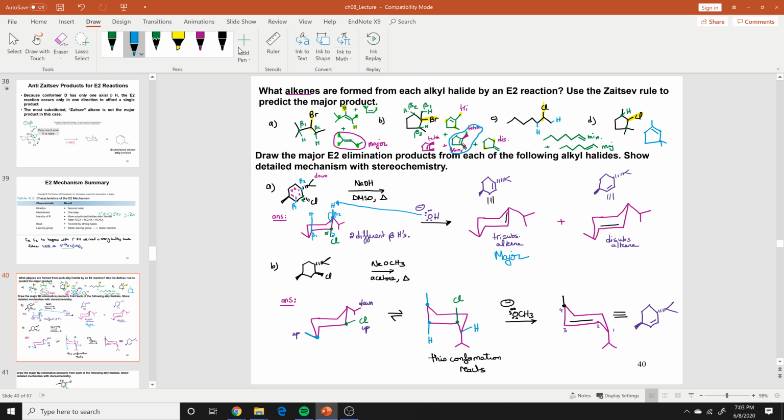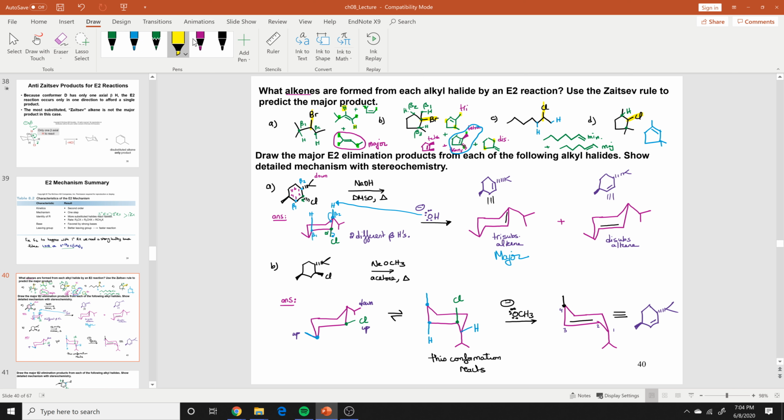So when this happens, you're going to end up having this as a product. This is your first product. Or the base can take this beta hydrogen, form a double bond, and the halogen is going to leave. So my double bond is going to be on that side, which is the other alkene that is formed. Between those two, one of them is going to be the major product because it is tri-substituted. This one is a disubstituted alkene.